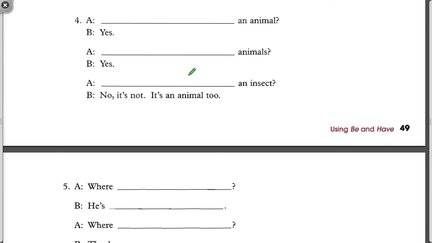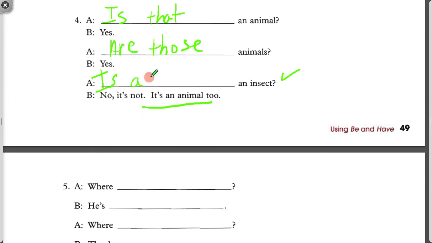Number 4, is that an animal? Are those animals? Number 8, no it's not, it's an animal too. So you would say, is a bat an insect?